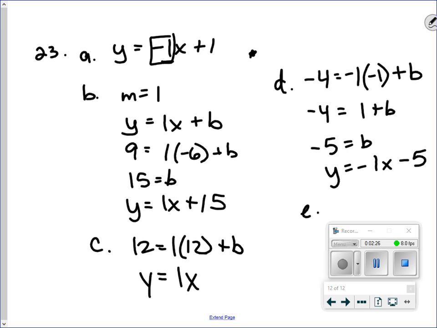And then part E says, okay, graph those, what should you get? You should get a parallelogram, or more specifically a rectangle, because it has 4 90-degree sides, but the lengths of each of the sides is not equivalent, so it's not a square.